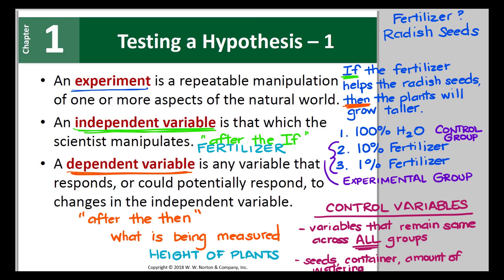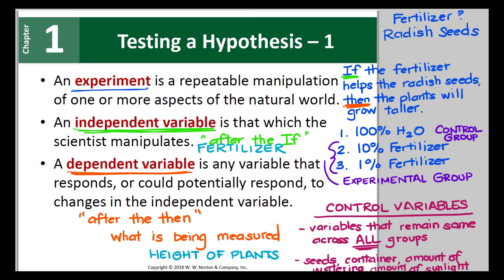So if I give the control group, let's say 5 mLs of water, I'm also going to give the second group, the 10% fertilizer group, 5 mLs of that solution so that it's the same across the board. Another really good one to pay attention to is amount of sunlight. Because the plants, of course, require sunlight in order to photosynthesize, in order to get bigger and taller and to produce their fruits and vegetables. So if I give them a differential amount of sunlight, then that's not going to be a good comparison.